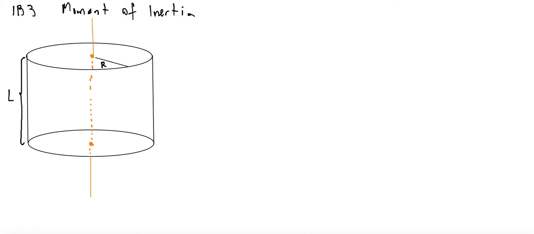We know that for a point mass, the moment of inertia is given by the formula I equals m times r squared, where m is the mass of this point and r is the distance from the point to the rotational axis. So let's identify in this cylinder something like a small cylinder of radius small r.